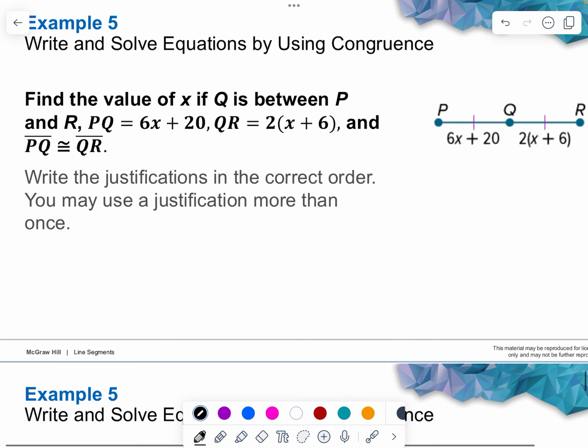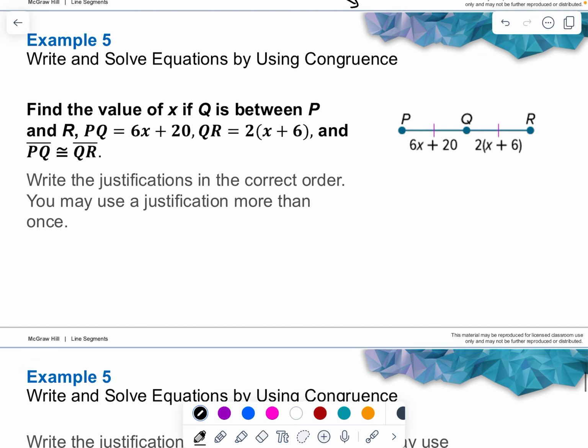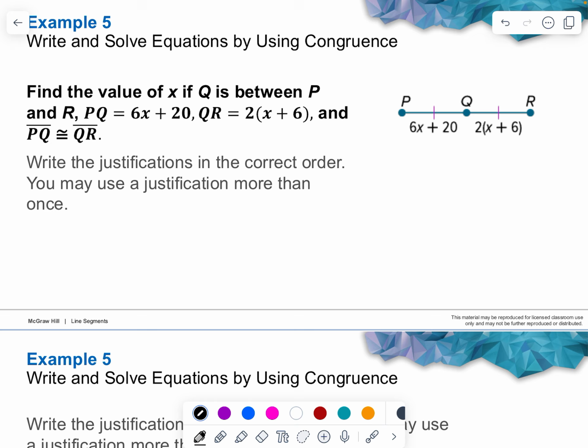So example, find the value if Q is between P and R, and they're giving some numbers here. Oh, and they tell you that they are congruent. Okay, if we know that they're congruent, that means that PQ is equal to QR, which means that 6x plus 20 must be equal to 2 times x plus 6. And then that's just an algebraic equation that you get to solve.